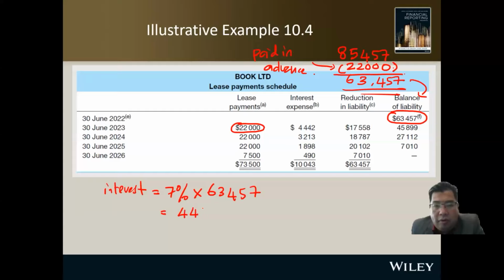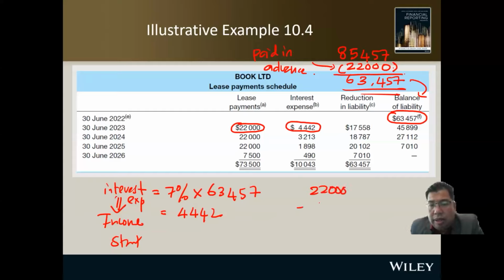You'll get 4,441 something, or if you round up to the nearest dollar, 4,442. This is the interest, which will go to your income statement as interest expense. So from the 22,000, 4,442 is the interest component. The balance, 22,000 minus 4,442, is the principal payment. This amount will reduce your liability.